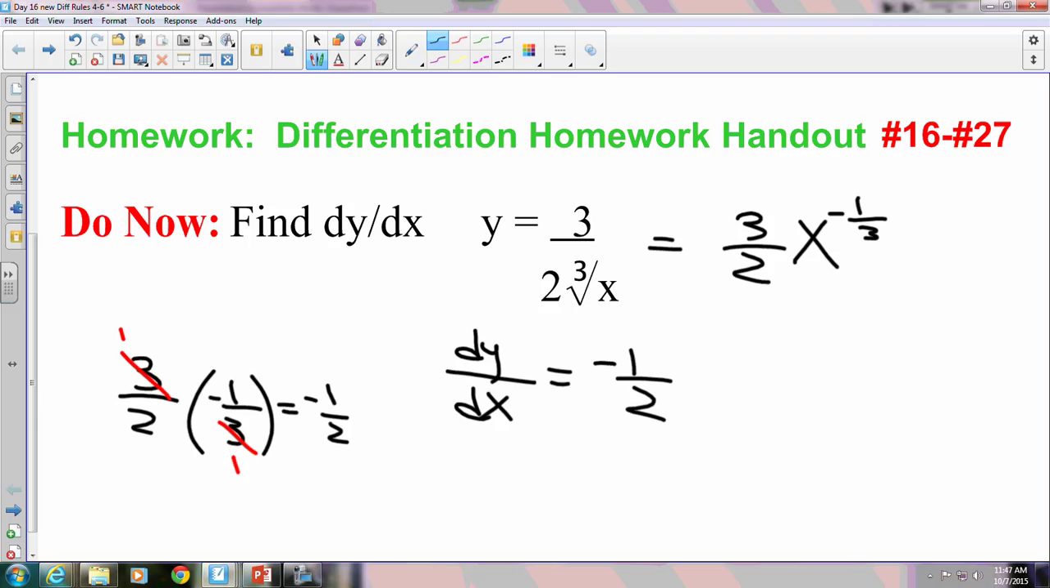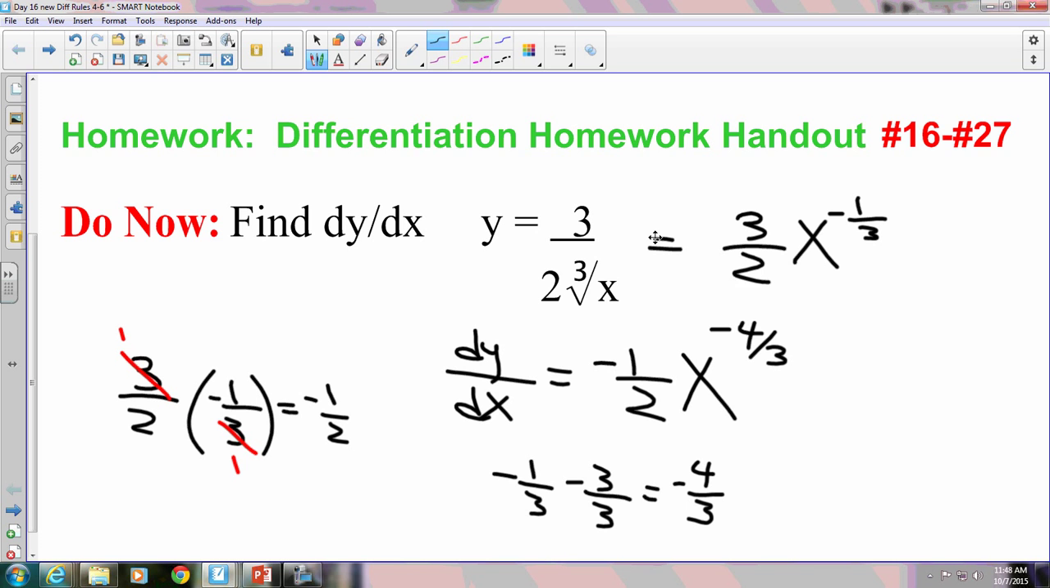Then we write x. Now what do we do to get the new exponent? Right? Subtract 1. So the old exponent was negative 1/3. When you subtract 1, you're going to write 1 as how many? 3 over 3. 1 is the same thing as 3/3. You have to write 1 with the same denominator as your original fraction. So negative 1/3 minus 3/3. Nice, negative 4/3. So that's our derivative.